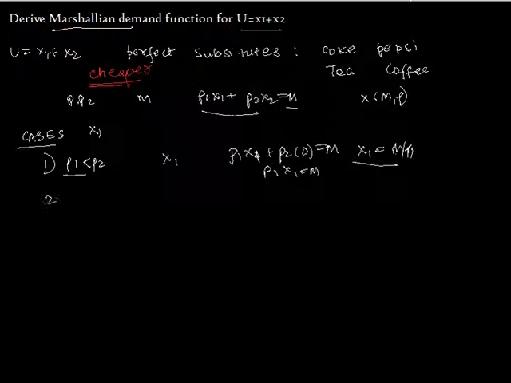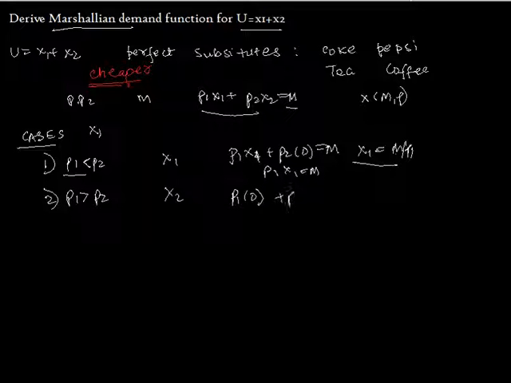Now, the second case is if P1 is greater than P2. Which one is the cheaper commodity? x2. How much of x1 will you buy? Nothing. You will buy all of x2. So your budget line becomes P1 into 0 plus P2x2 equals M. So x2 is equal to M by P2, but since we are deriving the demand function for x1, x1 is equal to 0 here.